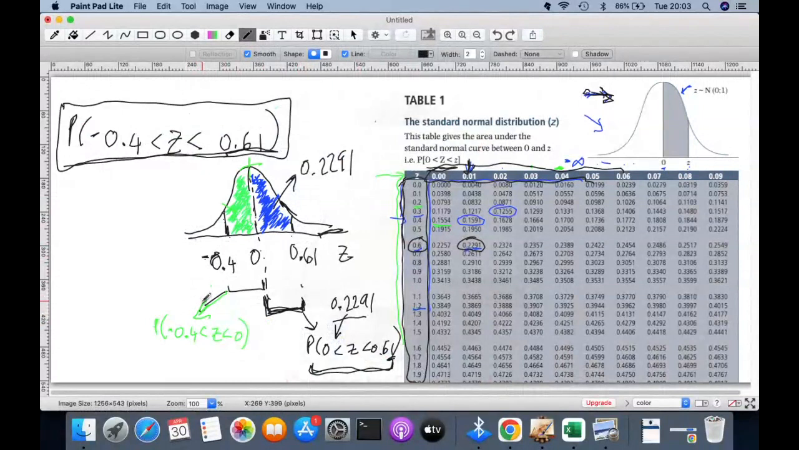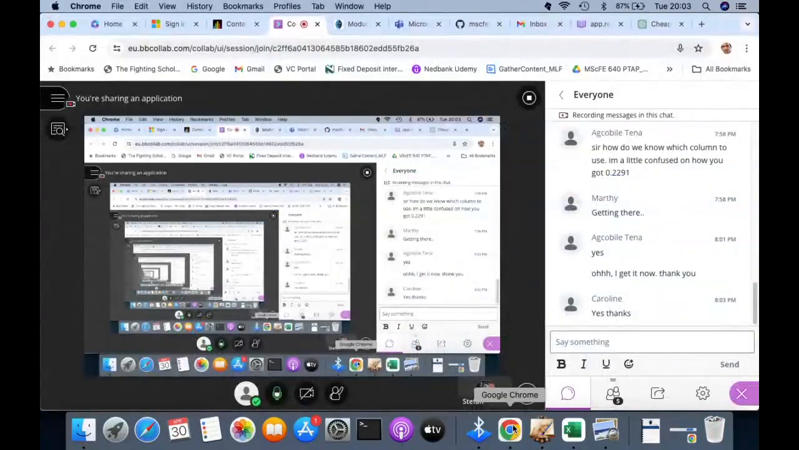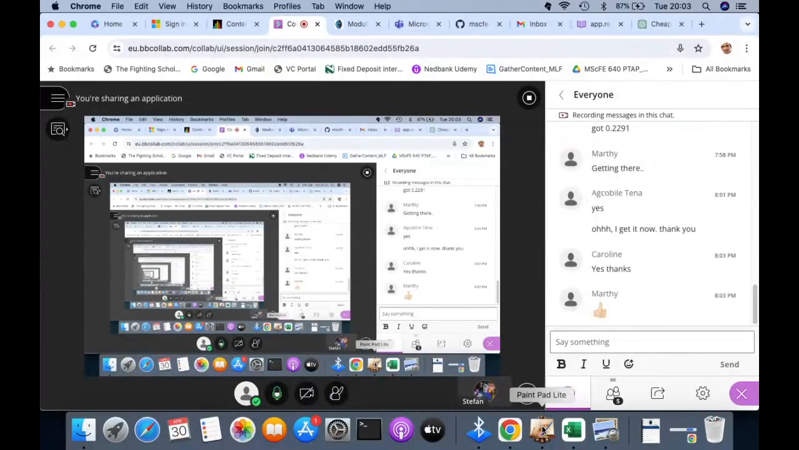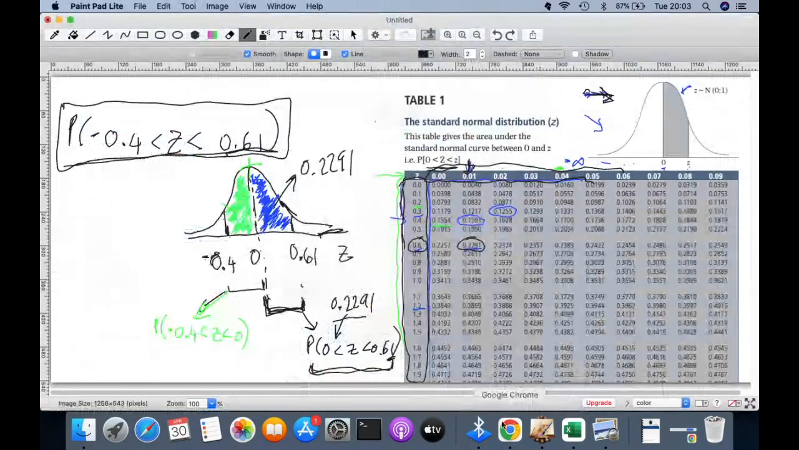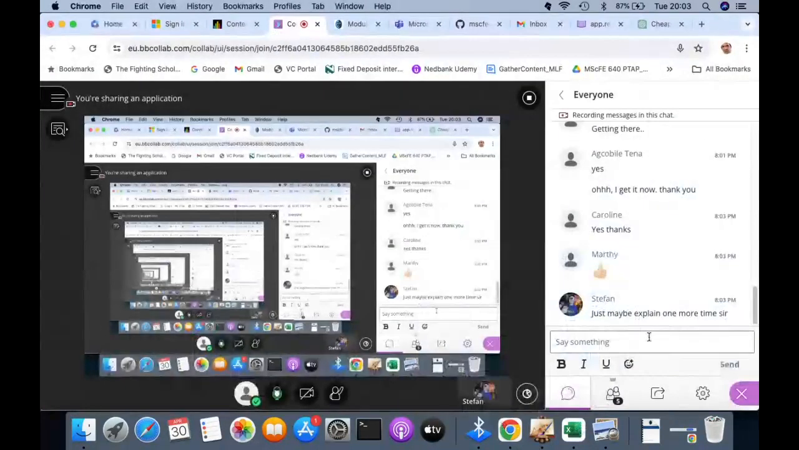And then the green area, I showed you. Is everyone okay with how you get the green area, what is that? It is 0.1554. Everyone good? All right. Maybe explain one more time.